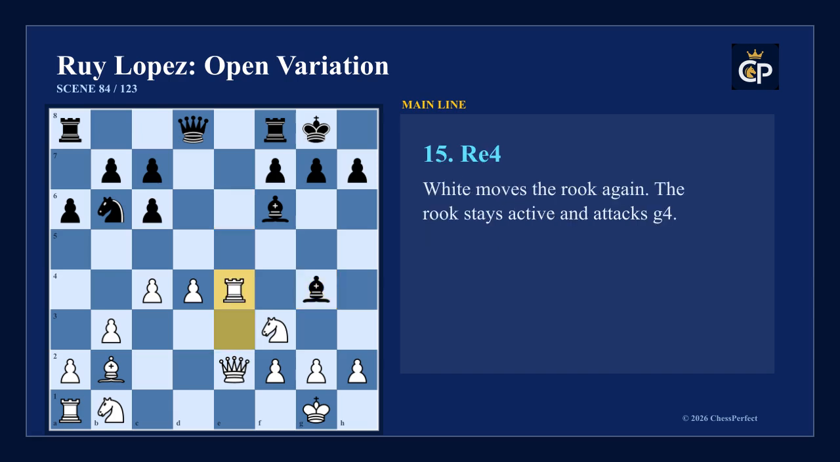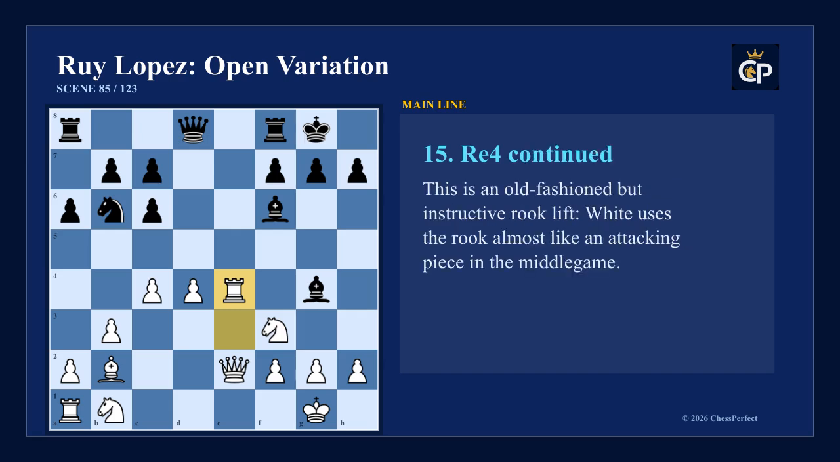Rook e4. White moves the rook again. The rook stays active and attacks g4. This is an old-fashioned but instructive rook lift. White uses the rook almost like an attacking piece in the middle game.